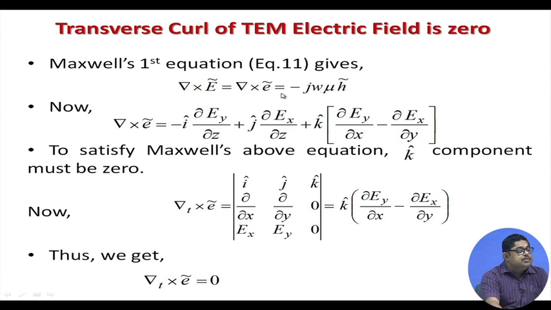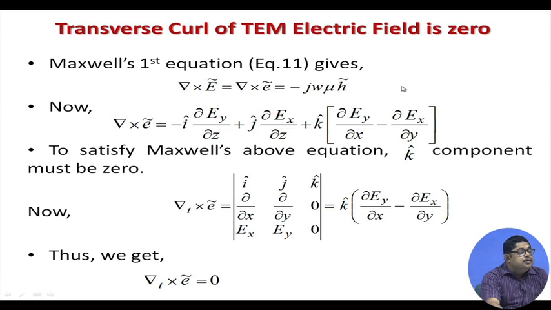This is Maxwell's first equation. This is E, this is H, this is transverse E. Please remember, this is the 3-dimensional E. Any 3-dimensional vector can be written as a transverse component plus a longitudinal component. In case of TM electric field, the longitudinal component is 0. So that's why we can write this equal to the curl of the transverse operator, and that is this, because H also is only transverse. Now you expand.